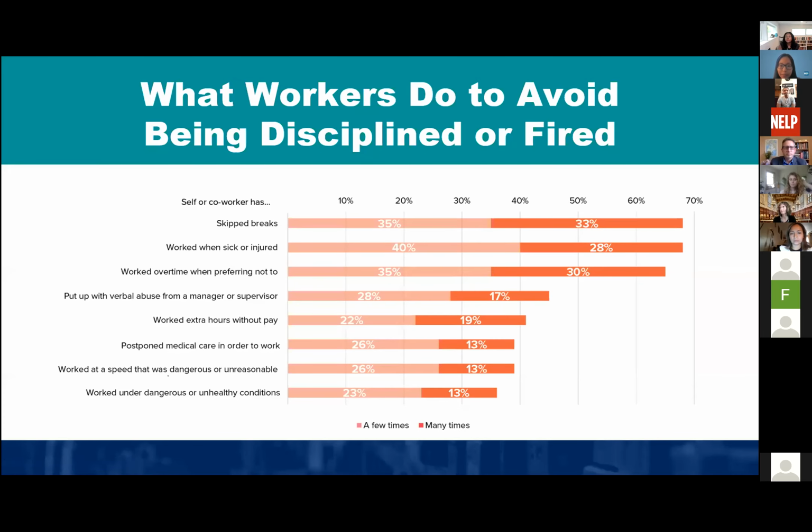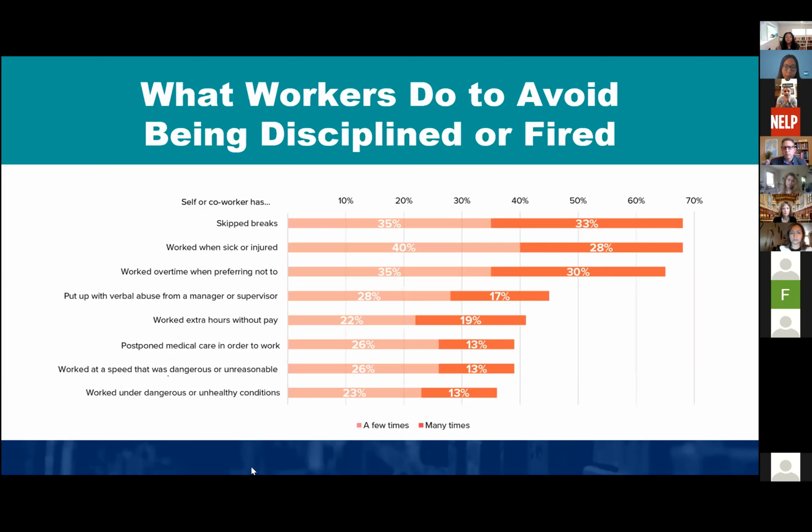This slide summarizes what workers report feeling pressured to do to avoid being fired or disciplined, including skipping breaks, working when sick or injured, working unwanted overtime, working extra hours without pay, putting up with verbal abuse, and working under hazardous conditions. So what we see is that the at-will relationship is the engine that drives a continual race to the bottom in job quality. So, where an employer can always say, oh, you're not willing to do that? Okay, I'll get someone else.